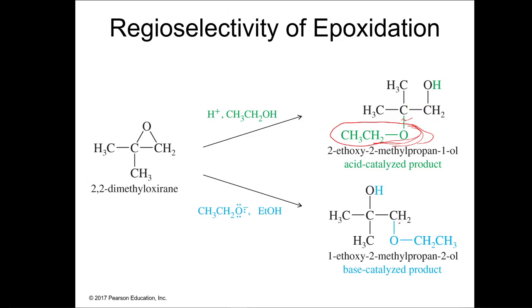So that's what you're going to see, right? So if you hit it with ethoxide, right? The base catalyzed, that opens in favor of the less substituted, so the anti-Markovnikov. The Markovnikov is how you can think of it.